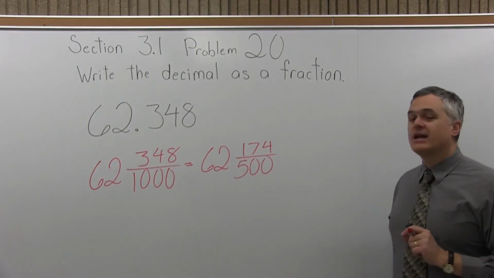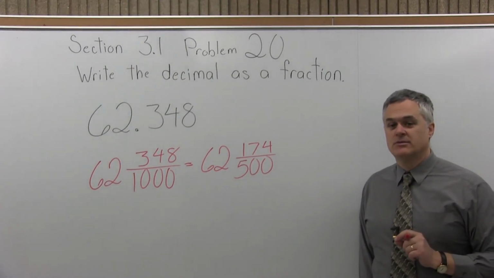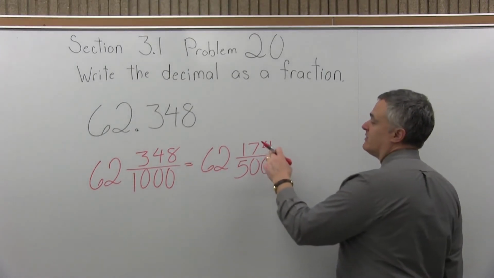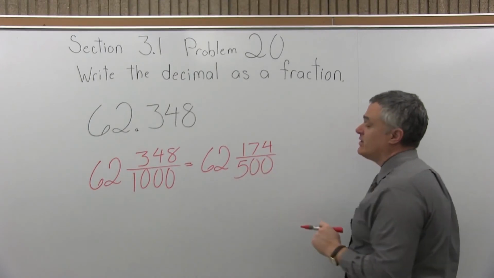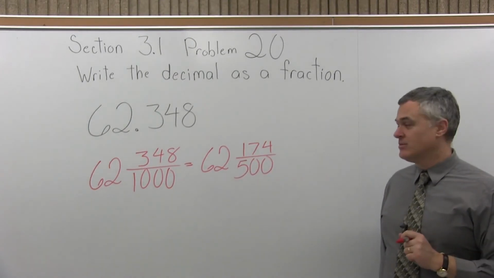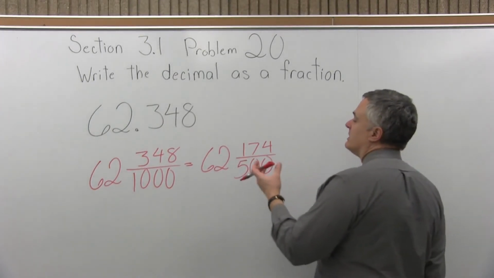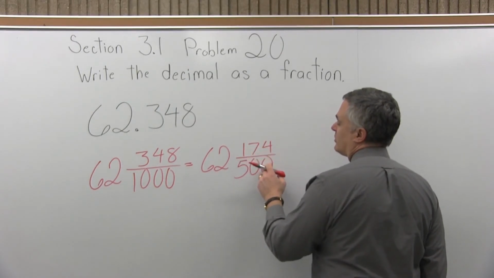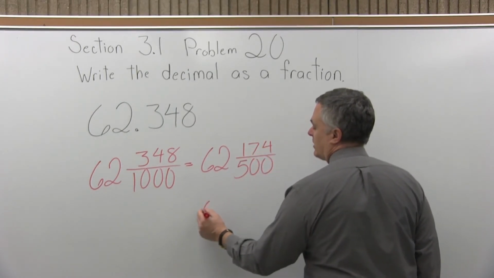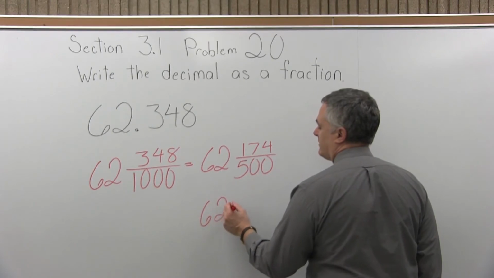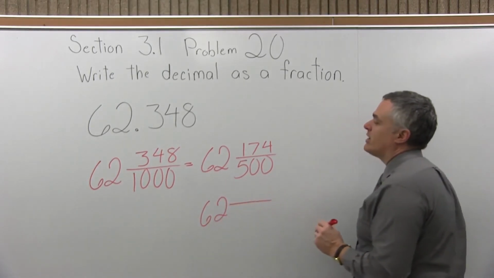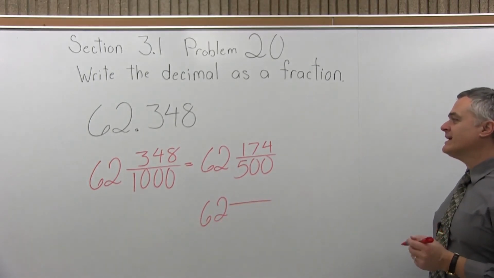So, can I reduce it more? Yes, I can. 174 is still even, 500 is even, so I know I can at least reduce by 2, maybe more. So, let's cut them both in half. Half of the numerator, half of the denominator. So, keep the 62 in front. Half of 174. That's not as obvious.